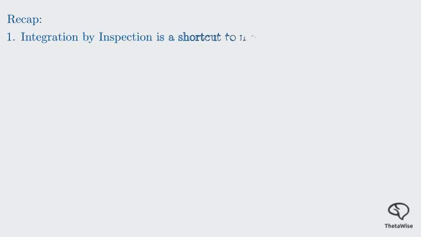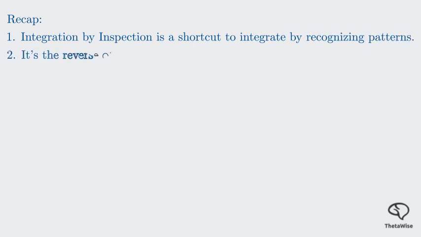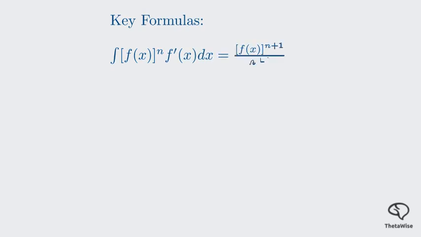Let's quickly recap what we've learned. We learned that integration by inspection is a powerful shortcut that allows us to integrate functions by recognizing familiar patterns. This method relies on the reverse relationship between differentiation and integration. We explored two main formulas. First, for functions of the form f of x to the n times f prime of x, the integral is f of x to the n plus 1 over n plus 1. Second, for functions of the form f prime of x over f of x, the integral is the natural log of the absolute value of f of x.